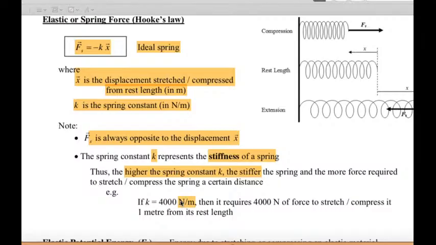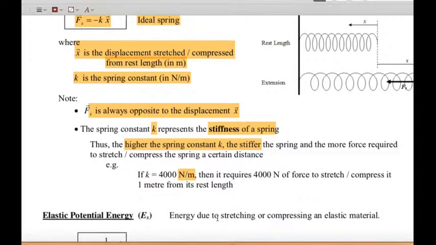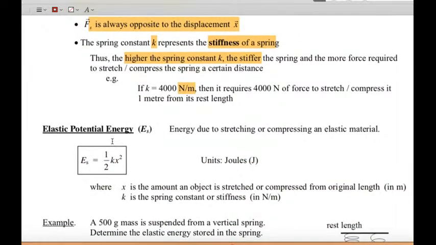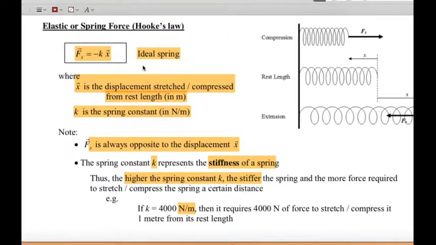Newtons are our unit for force, and they're per meter. So how many newtons it takes to stretch or compress our spring 1 meter. Right, 4,000 newtons to stretch or compress 1 meter of our rest length, coming from our units, as well as this formula, right? K is equal to force of spring divided by displacement x, newtons over meters. Okay, so that's our equation for the force of a spring.